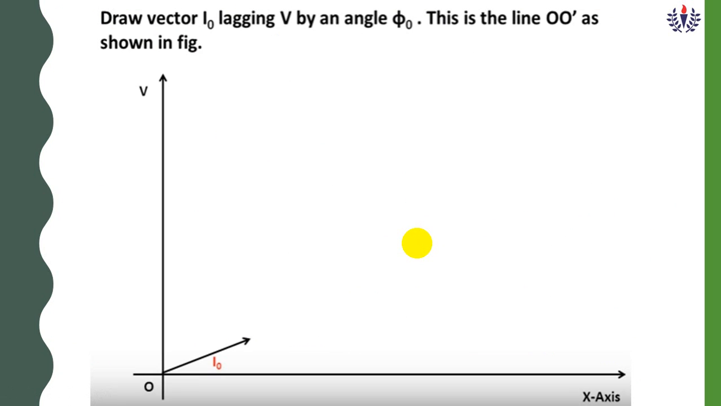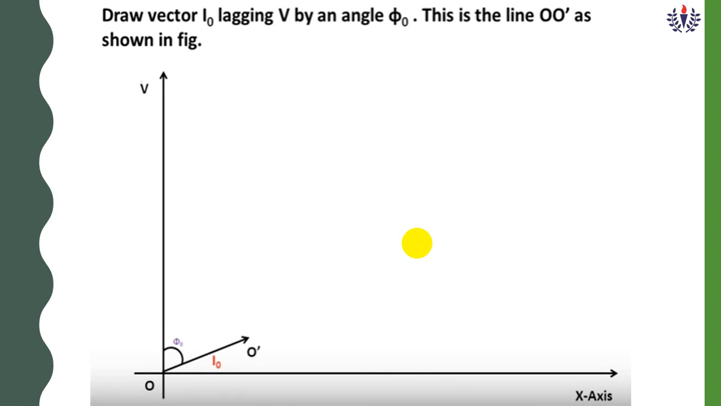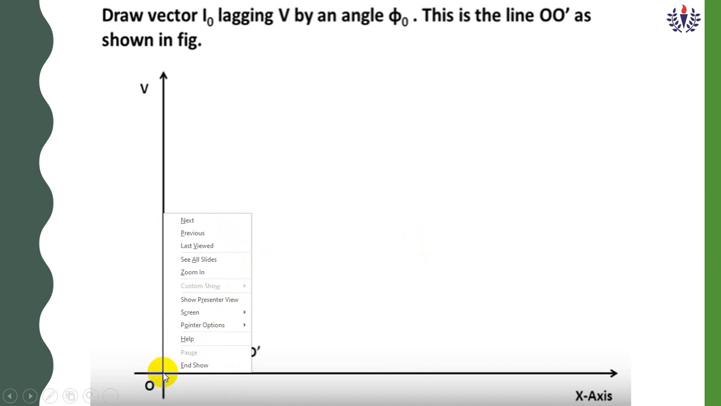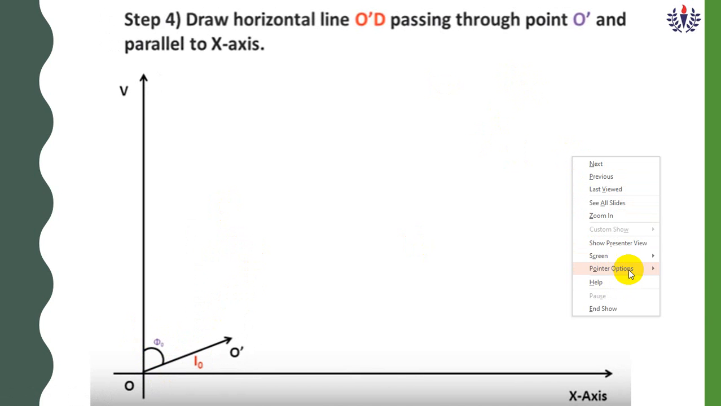Okay, so O dash, you mark at an angle of phi naught. If phi naught is 30 degrees, you have to keep your protractor here at the center point and mark the angle phi naught, and draw a straight line.